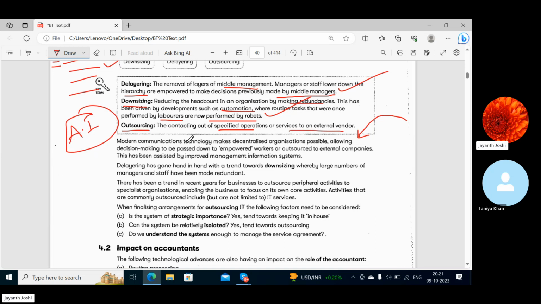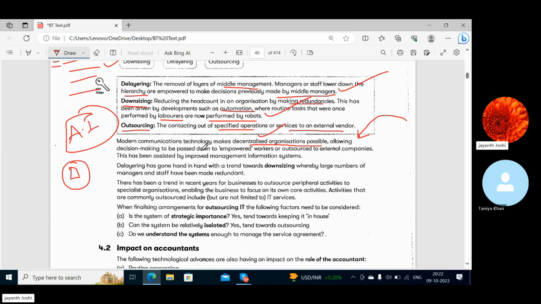So with modern communication technology, they send all the data here, and all the data related tasks where minimal skill is required are performed in India. Modern communications technology makes decentralized organizations possible, not centralized. Centralized means only one person heading the organization with a team of people, and it's only good for small organizations. Decentralized organizations are huge or very large organizations, where there is one manager heading, but greater autonomy is given to different departmental managers. That means a lot of departments would be seen in decentralized organizations.